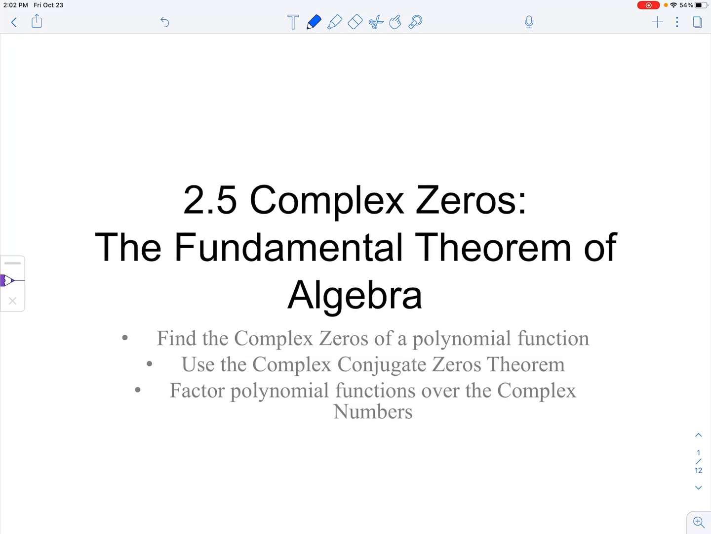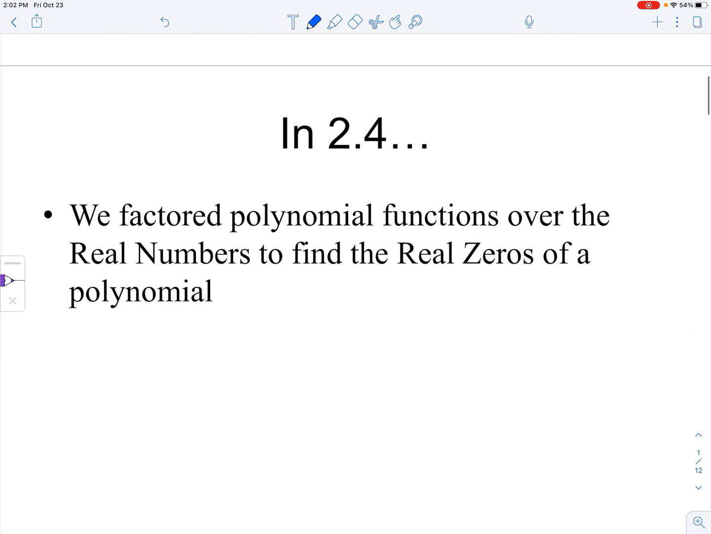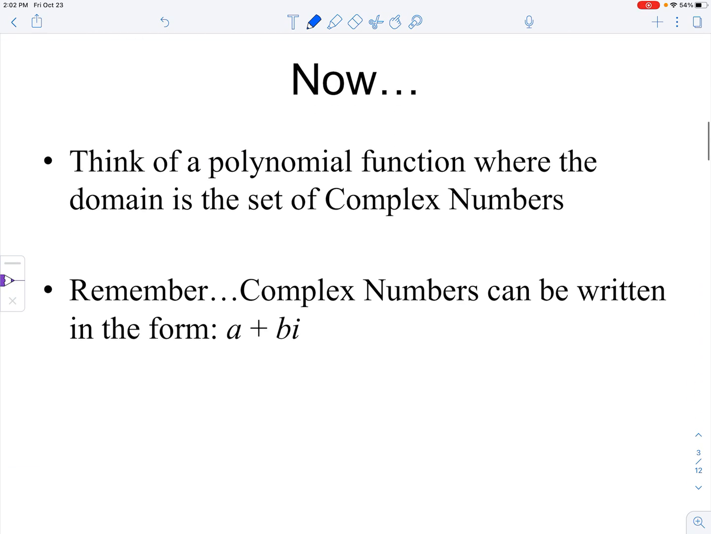Okay, so this video is on section 2.5, complex zeros, and the fundamental theorem of algebra. In section 2.4, we were factoring polynomial functions over the real numbers and finding the real zeros of a polynomial. Remember, the real zeros corresponded to x-intercepts for the graphs of those polynomial functions. Now we're going to think about polynomial functions in the complex number system. We reviewed complex numbers at the beginning of the year. All complex numbers can be written in the form a plus bi.